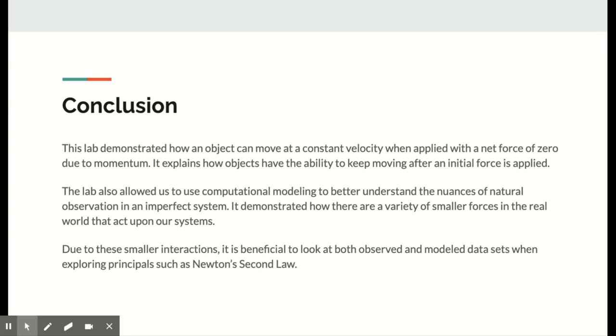The lab also allowed us to use computational modeling to better understand the nuances of natural observation in an imperfect system. It demonstrated how there are a variety of smaller forces in the real world that act upon our systems. Due to these smaller interactions, it is beneficial to look at both observed and modeled data sets when exploring principles such as Newton's second law.